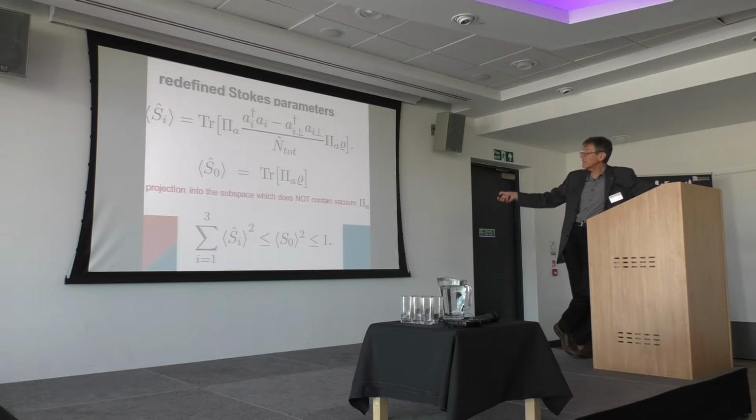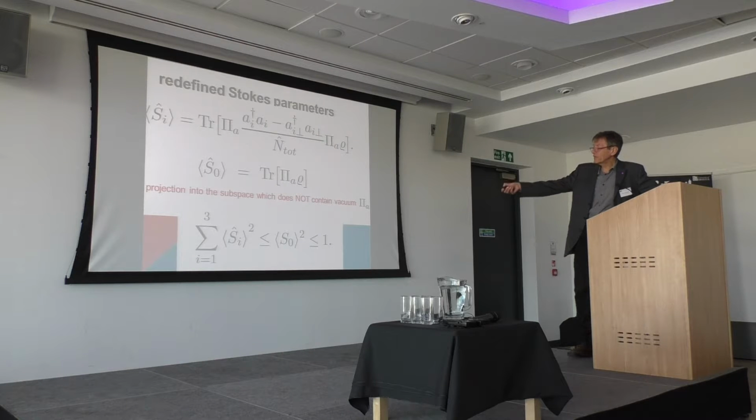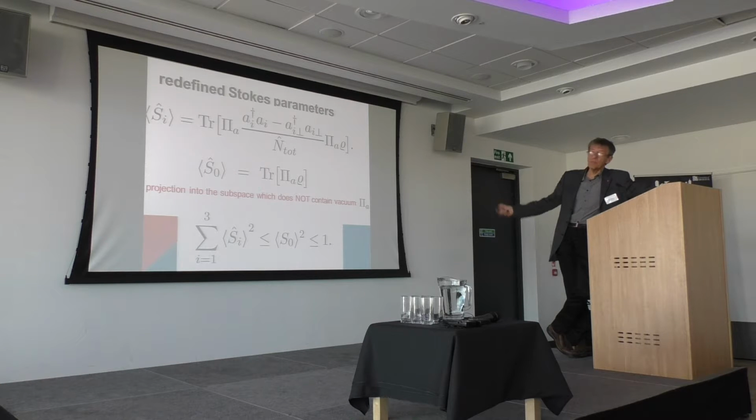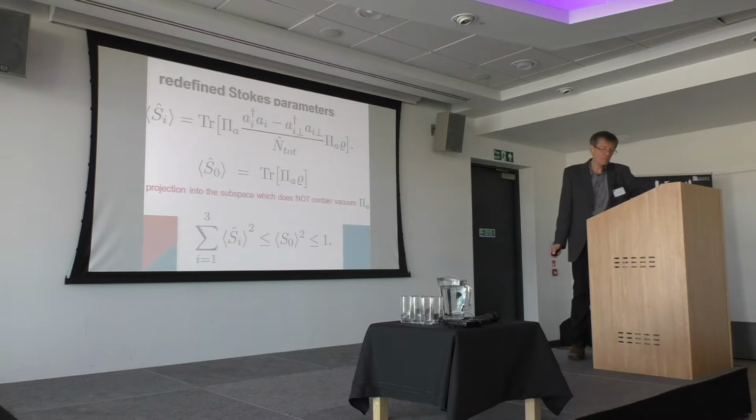Here is the quantum state, and of course here are the number operators, the difference in one exit and the opposite exit. That's the total photon number operator, and here are projectors. Those projectors simply project out the vacuum. So then this ugly thing in the denominator is properly defined, because it never sees a vacuum state. And we also introduce a zeroth Stokes parameter, which is just the probability of having a non-vacuum event.